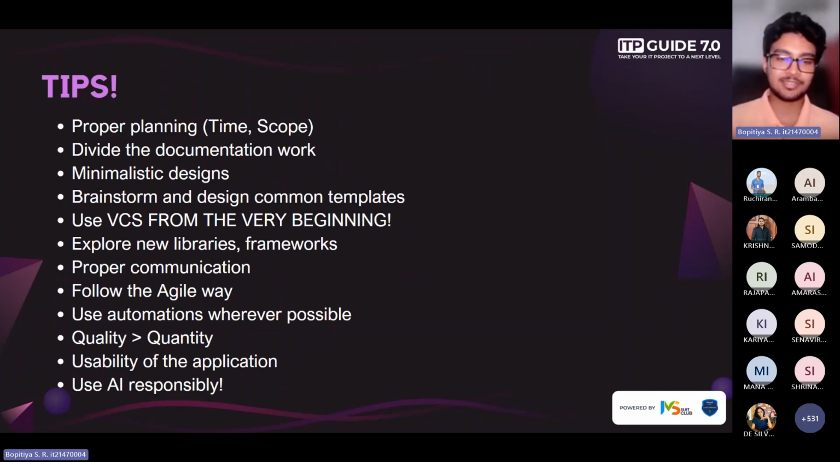And when we think of designs, I think this will be covered later. Come up with minimalistic designs. Don't use a lot of colors, right? And the design should be consistent throughout the application. So 7 members may use white as their background and 1 member uses blue as their background. The application isn't consistent. So brainstorm and design common templates. That's the next point. If you come up with common templates in Figma, that's something that we were able to do.